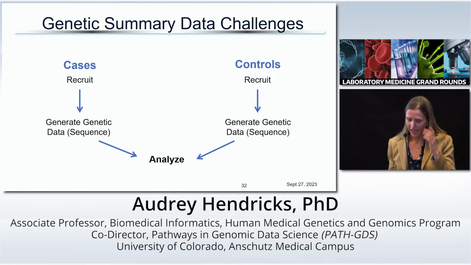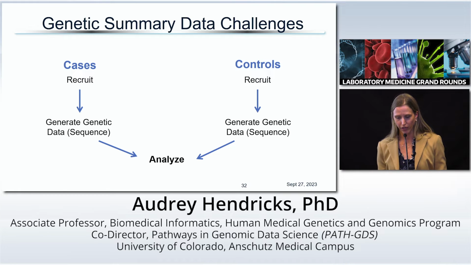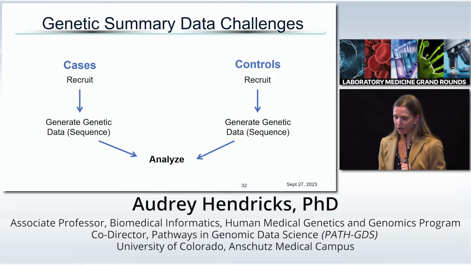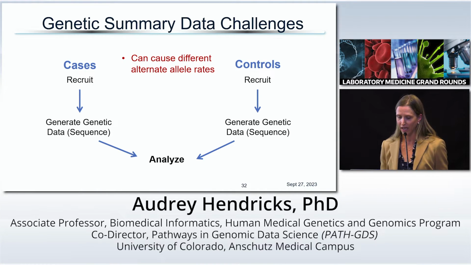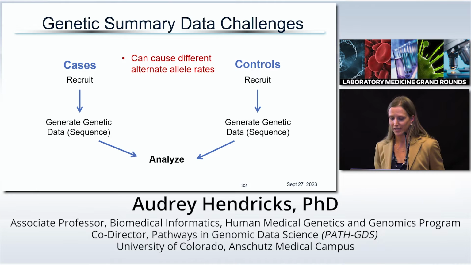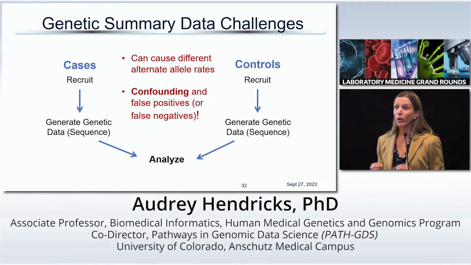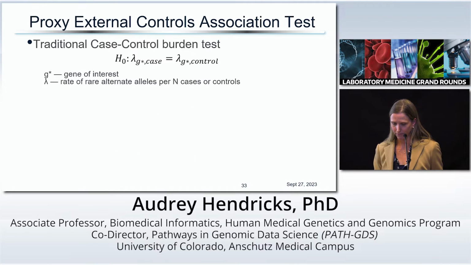Now, really what I'm saying is if we gather our cases over here and we generate our genetic data, and then we separately gather our controls and generate our data, and we bring them together to analyze, we are going to have differences in alternate allele rates, and therefore we're probably going to have confounding and false positives or false negatives. I think a lot of time people forget that we can also be missing things from bias.